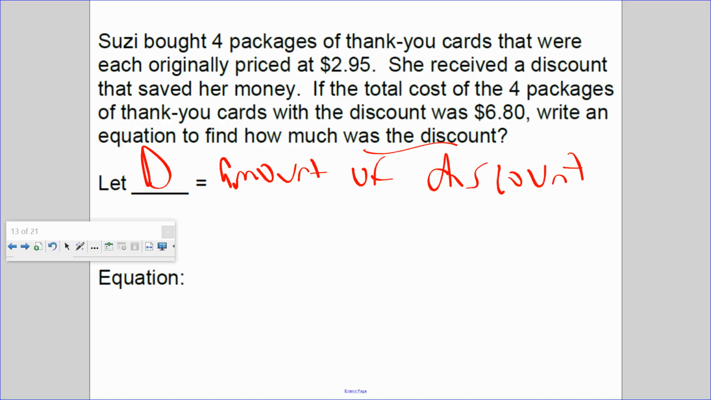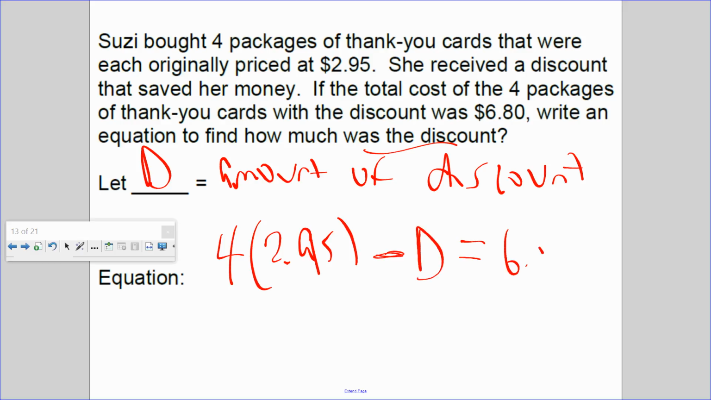So I switch it off. 4 packages of thank you cards that were originally priced at $2.95. 4 times 2.95. Do you see the discount coming in as subtraction? Oh, but we don't know what the discount is. We use the variable D, and the total cost is $6.80.